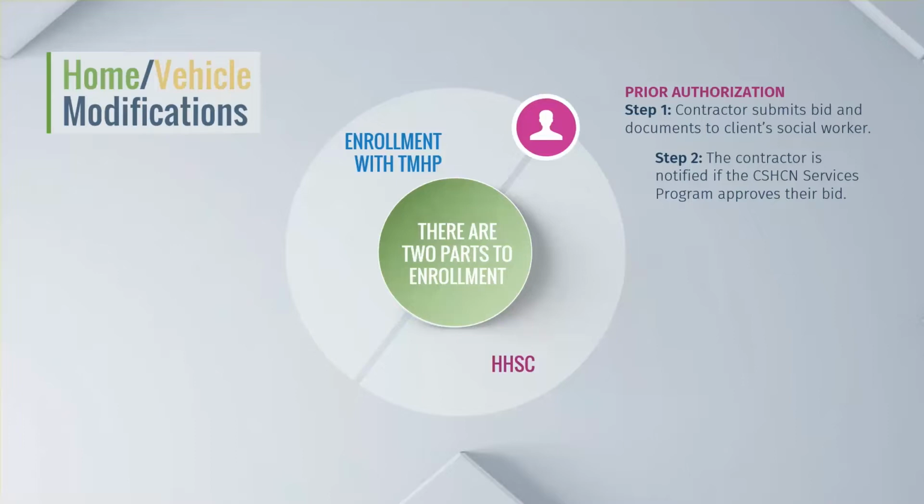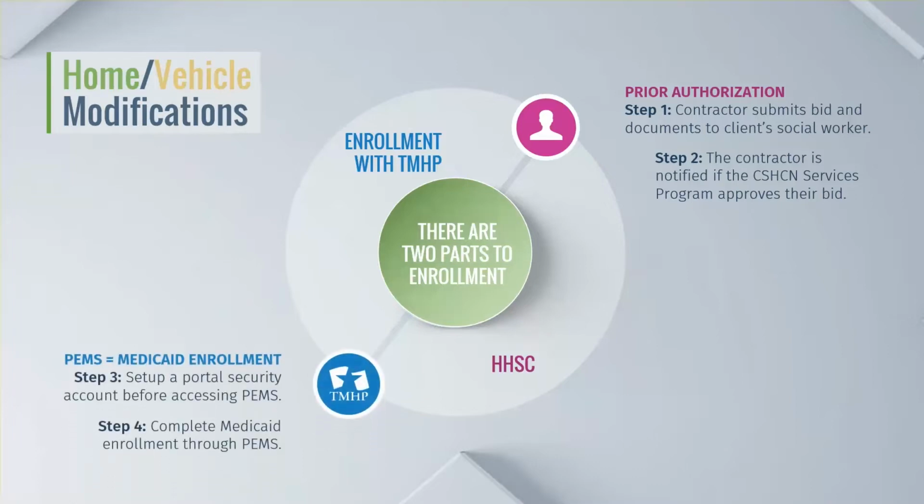Before a modification can be authorized, contractors will need to submit their bid to the family. Providers are only reimbursed for modification services that have been authorized. Step 2. The contractor is notified if the CSHCN Services Program approves their bid. Step 3. The CSHCN FSS program can only pay for services from providers enrolled in the program.